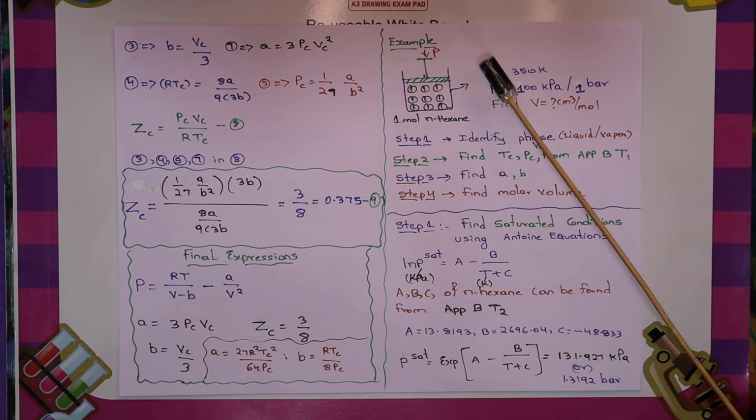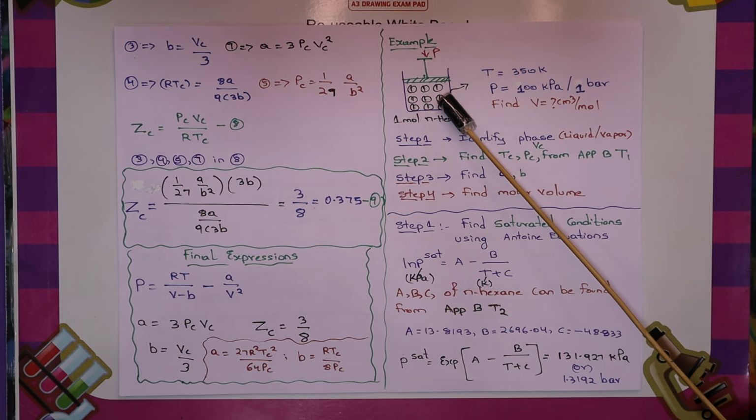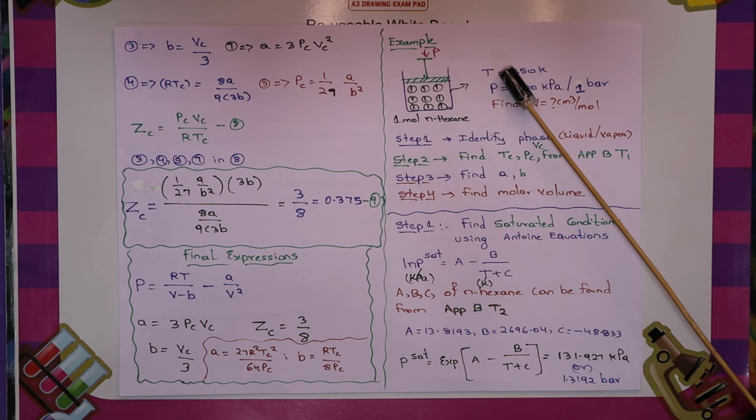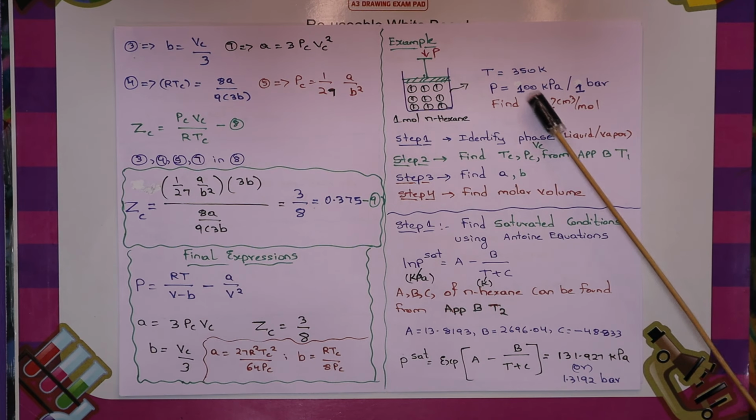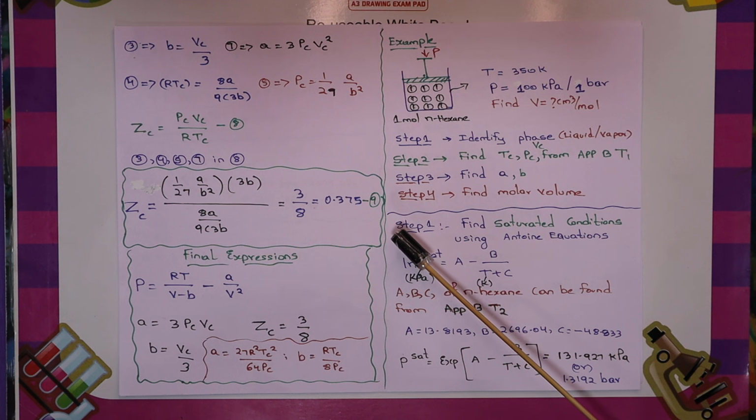So let us use an example. There is a certain substance present at temperature 350 Kelvin and pressure equal to 100 kilopascals or 1 bar. We are supposed to find out the molar volume of this particular substance.